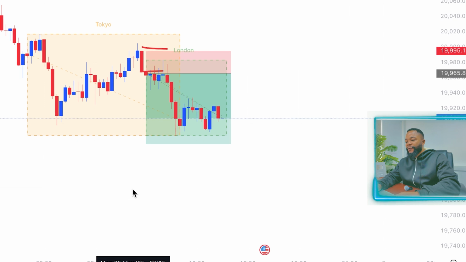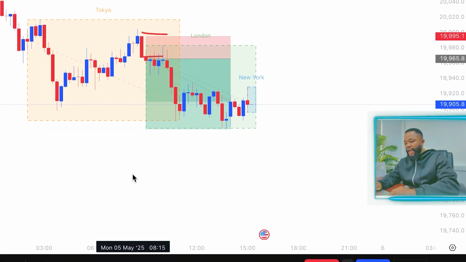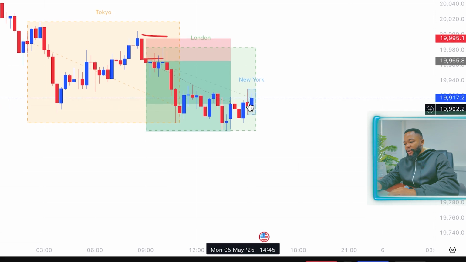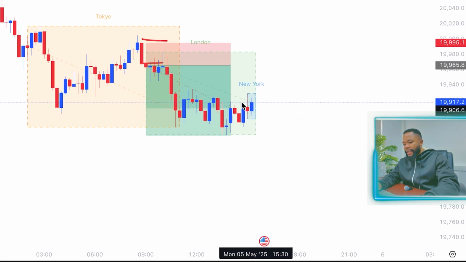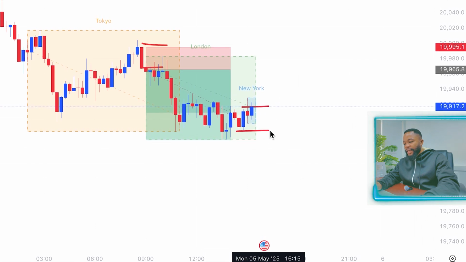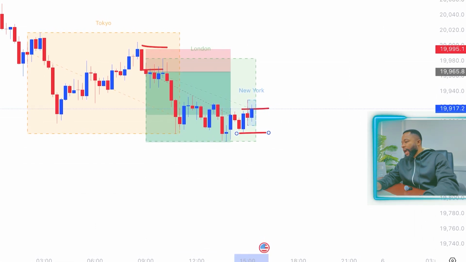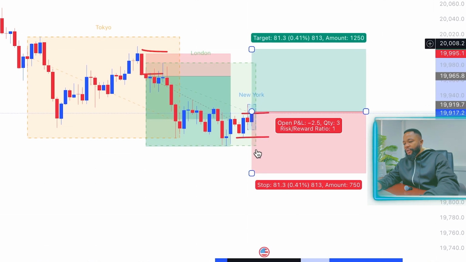So now we are just looking for the start of the New York session. All right, we look at, okay, that's New York. This is the New York candle right here, meaning we'll have to use this candle right here. This is the New York candle, meaning we'll have to use this and this. And as you can see, our buy stop was triggered right here.